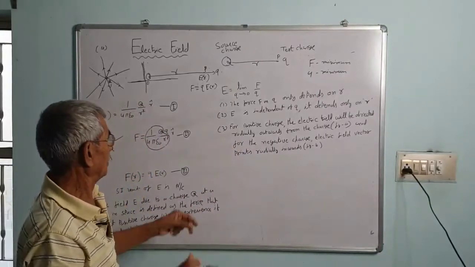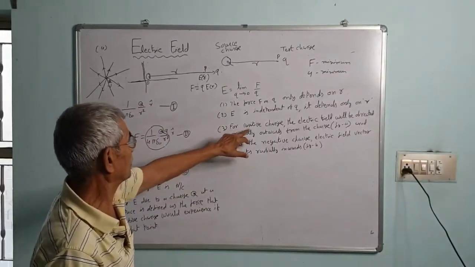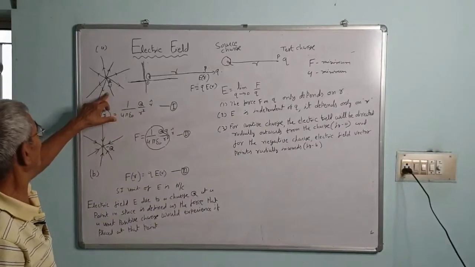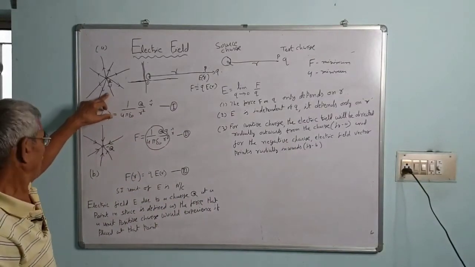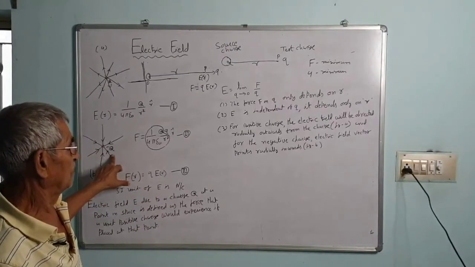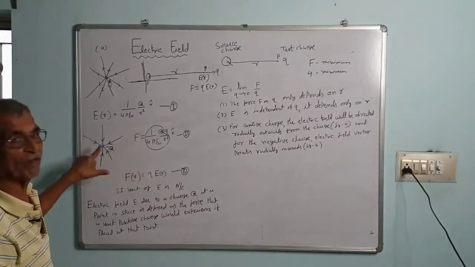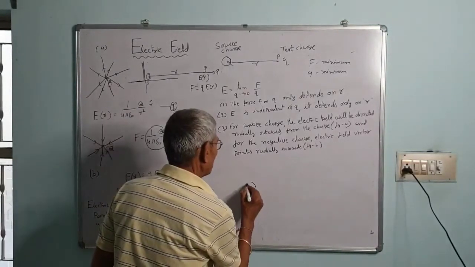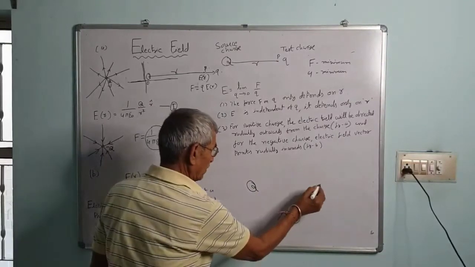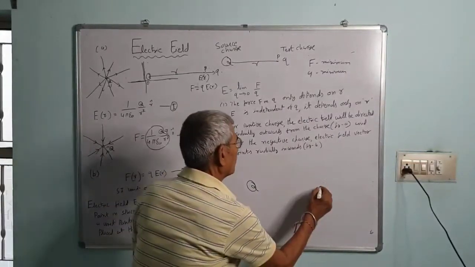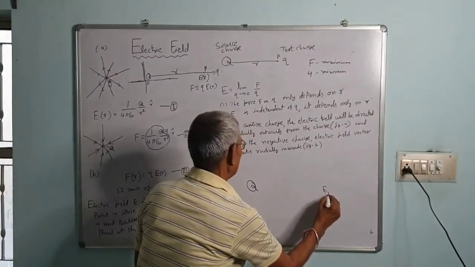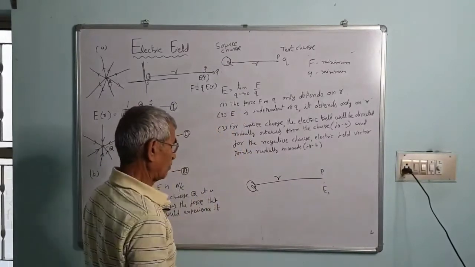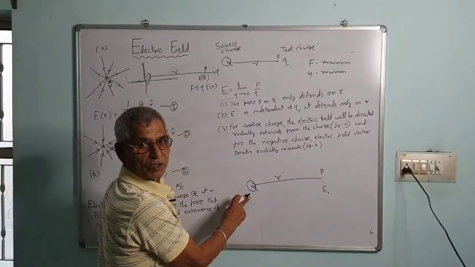Now, what is the nature of the electric field? For a positive charge, the electric field lines will be directed radially outwards, as shown in the figure. For a negative charge, the electric field vectors point radially inward. Correct? So, suppose we place the charge Q, and we want to calculate the field here. What is the electric field here? E1, here at the observation point, say P, at distance r. r is the position vector of P from the source charge Q.